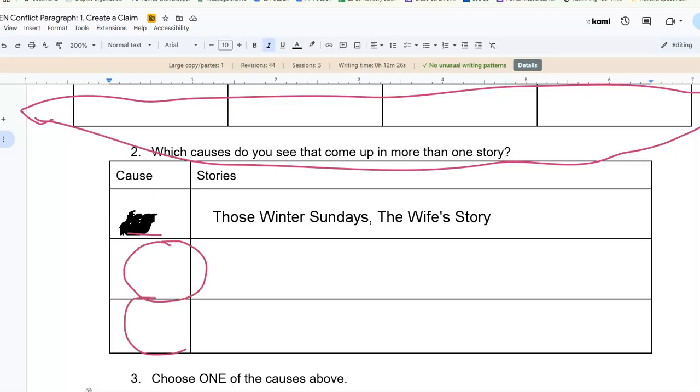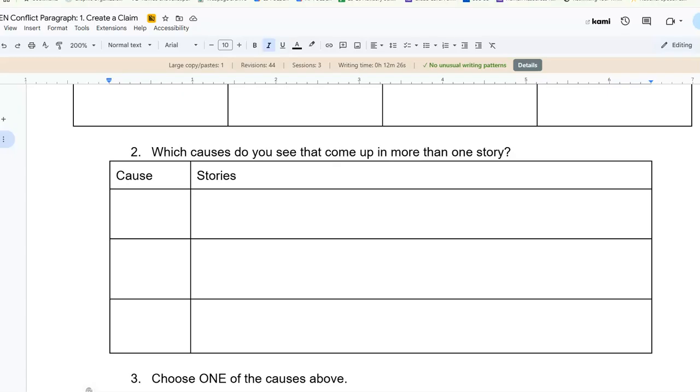And even if you see that, oh, I didn't have fear listed on more than one, but I do see fear as being a cause of conflict. I saw that happening in Those Winter Sundays. But then looking at this, I was like, well, actually, The Wife's Story has fear in it as well. You can absolutely do that. In fact, I encourage you to look beyond and keep making connections.